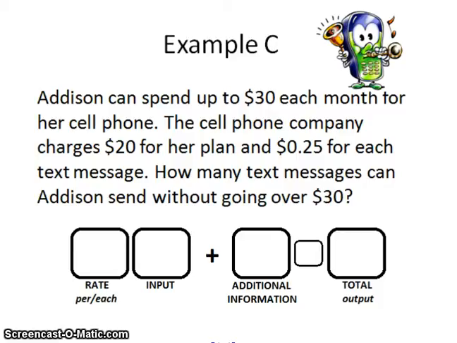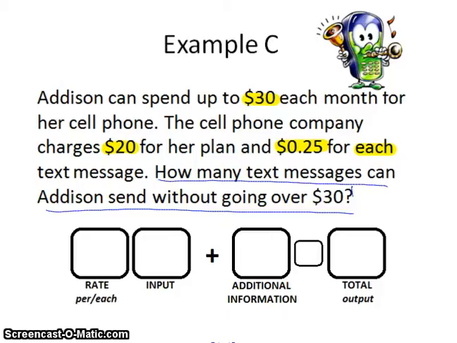Example C says Addison can spend up to $30 each month for her cell phone. The cell phone company charges $20 for a plan and 25 cents for each text message. How many text messages can Addison send without going over $30? Alright, so she can spend up to $30 a month. The cell phone company charges $20 for a plan and 25 cents for each text message. Okay, so then I underline my question. So how many text messages can Addison send without going over $30?